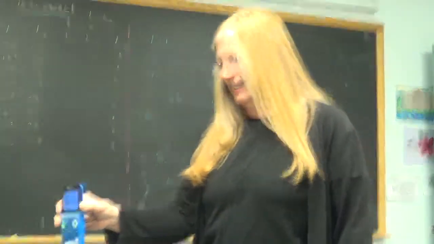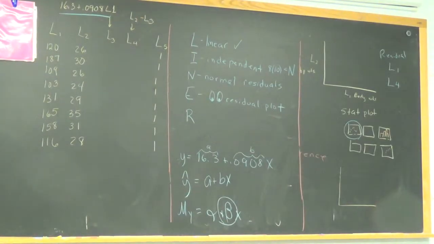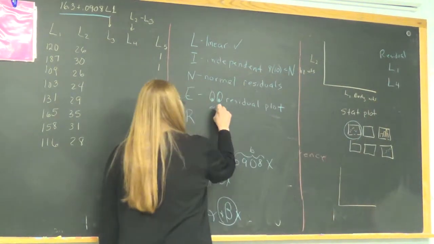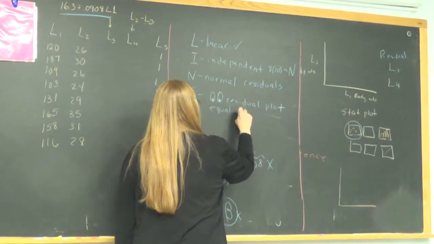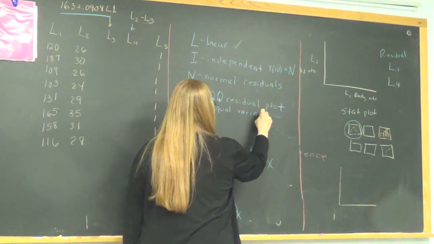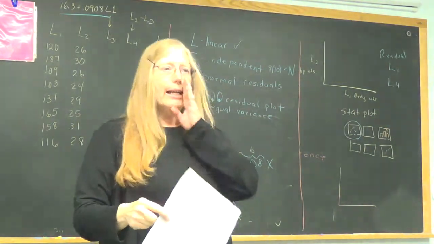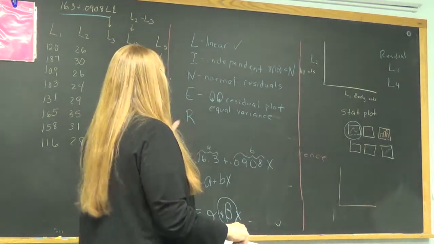What does E stand for? Miss Powell, what does E stand for? Alright, E stands for Eyeball it. Okay, everybody, I'm gonna call it eyeballs. Eyeball variance. So equal variance is what that actually stands for, and it means we're going to look at each x value.